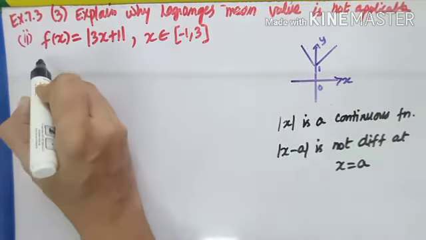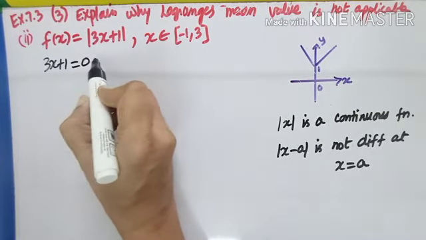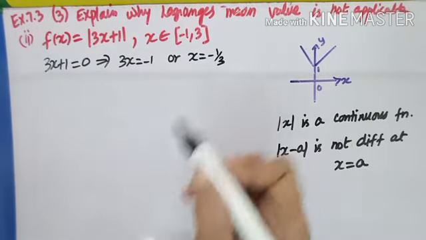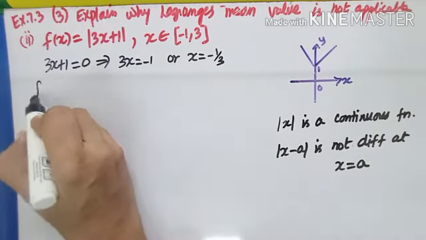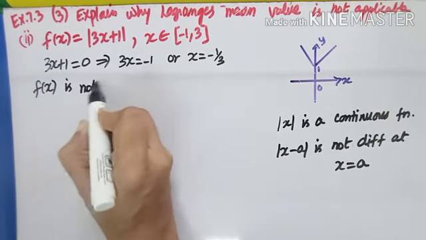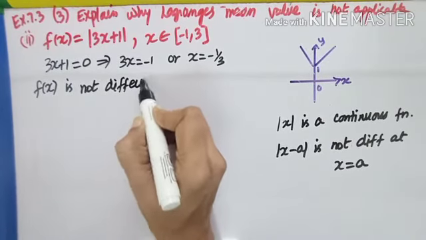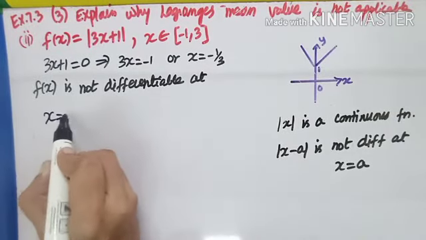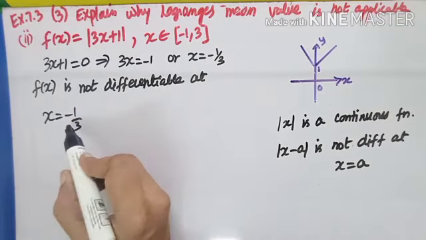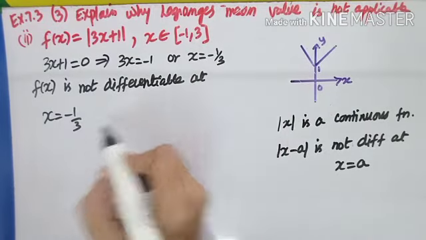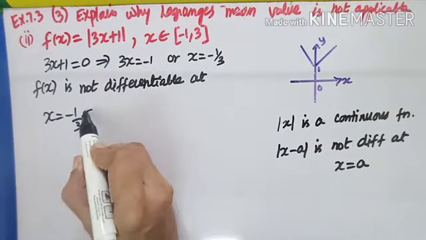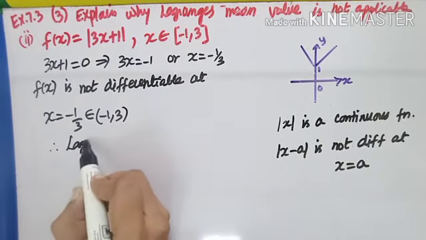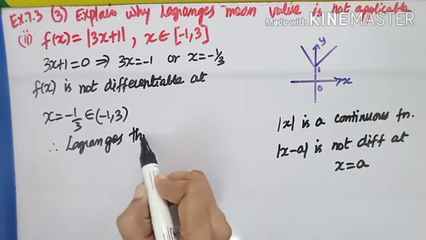So what is inside the modulus, 3x plus 1? Put it equal to 0. I get 3x is minus 1, or x is equal to minus 1 by 3. Using this formula, we say f of x is not differentiable at the point where it becomes 0, that is, at x equal to minus 1 by 3. Check whether minus 1 by 3 is inside. Yes, minus 1 by 3 is between minus 1 and 3. So I will write it belongs to the interval minus 1 comma 3. Therefore, Lagrange's theorem is not applicable.